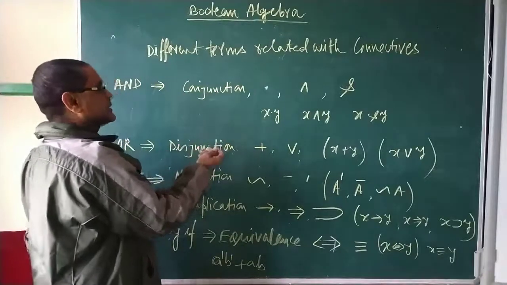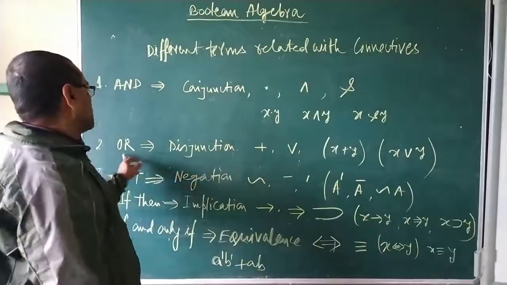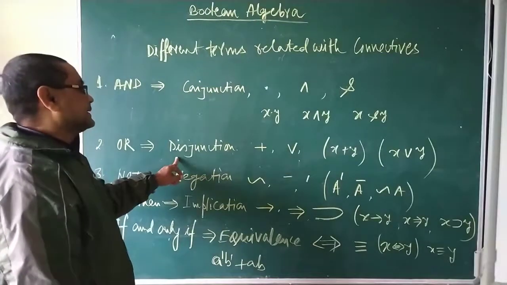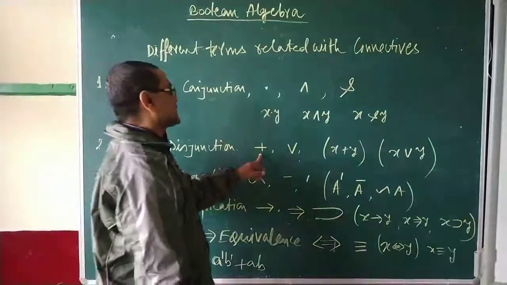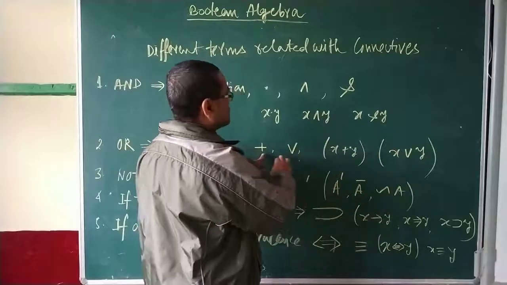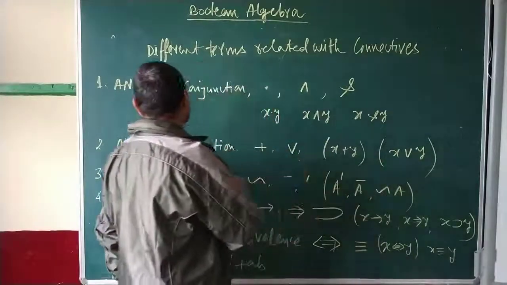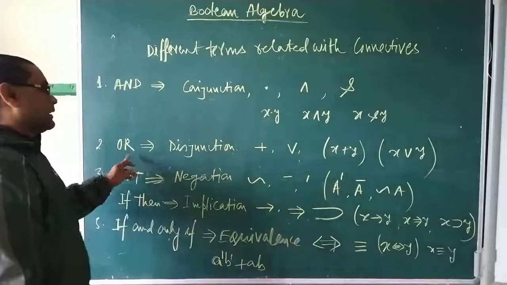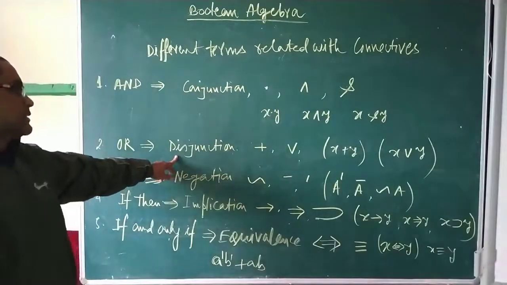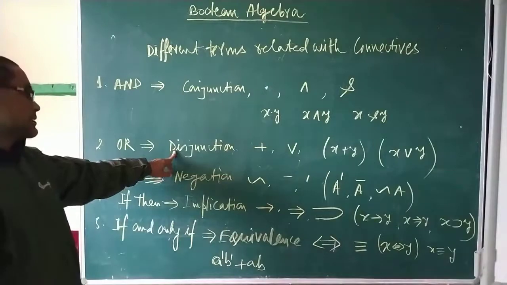Conjunction means you have to understand this is a and actually. Now or. So or means it is a disjunction. Disjunction, this is a symbol that we are familiar with, and then this type of symbol is also there. So these two symbols represent the or, and this is also called the disjunction. Instead of or, disjunction can be written.